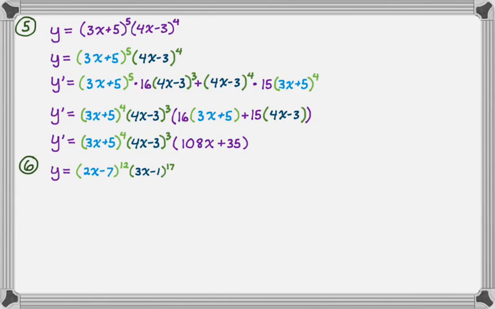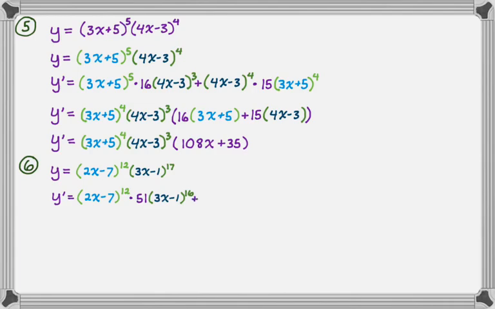It's going to be a product rule, and while doing the product rule, we need to use the chain rule a lot. So y prime is first, (2x minus 7) to the 12th. Derivative of the second is going to be, so we're going to bring down 17 by the power rule. We're going to multiply by 3 by the chain rule, so 17 times 3 is 51. Then we're left with the quantity 3x minus 1. We use the power rule, so we reduce by 1 to get 16.